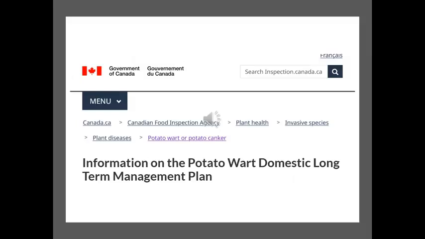The Canadian Management Plan for potato wart was first designed in the 20th century and remains in play to this day. And it covers 3 different types of fields: index fields, where the potato wart has been detected; and adjacent fields, which are next to the index fields and are not separated by a physical barrier of more than 50 meters.